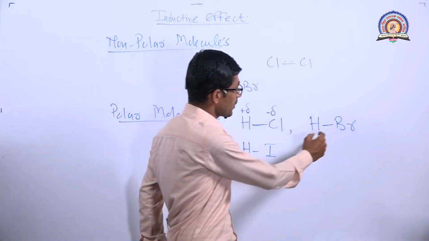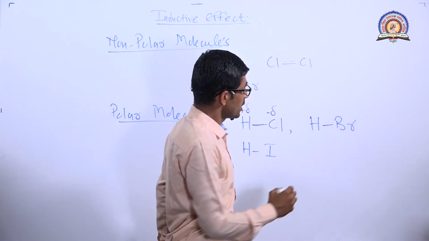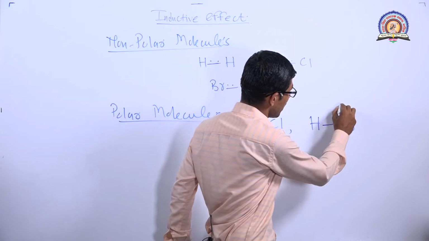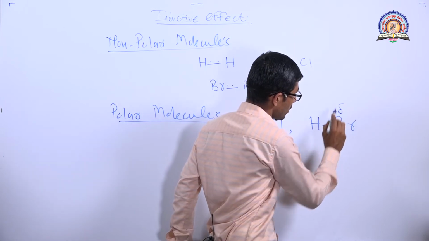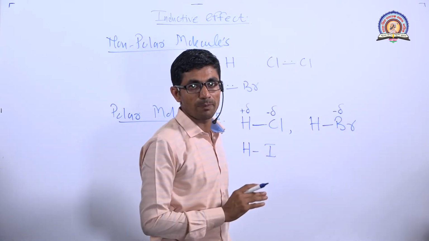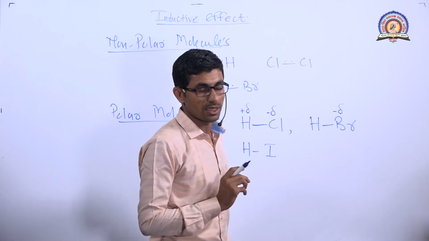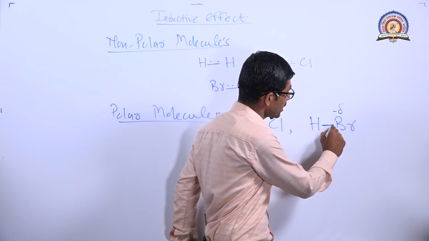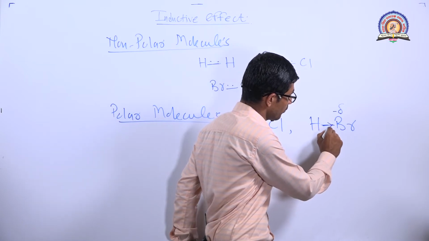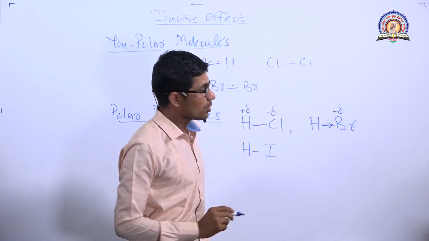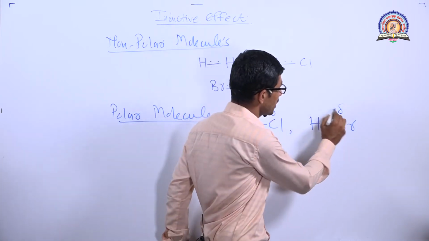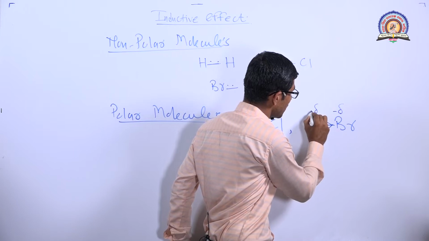Same way for this HBr molecule also. Here bromine is more electronegative than hydrogen. So this bromine acquires the partial negative charge, because here also the electron pair is not equally shared. Here the electron pair is slightly towards the bromine atom. So this atom acquires the partial negative charge. So we write here delta negative, and here we write delta positive.